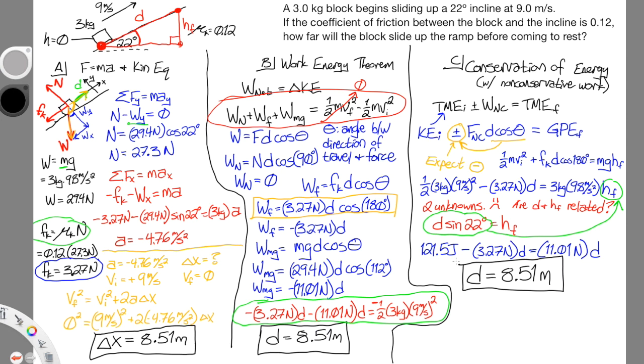If I want you to use one method in particular, I will tell you. If I say use energy methods, that means you can use the work energy theorem or conservation of energy, and it's on you to know whether you have non-conservative work or not. But it's at least reassuring that the methods we learned in Unit 1 and Unit 2 are matching with the methods we learned in Unit 3.